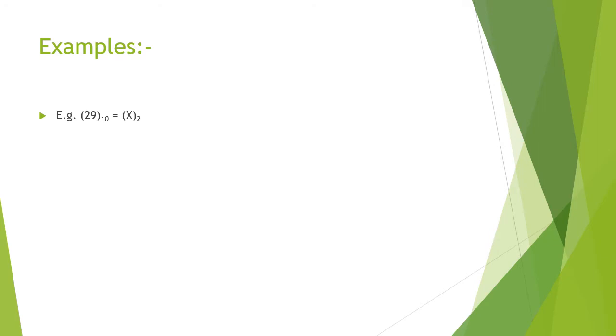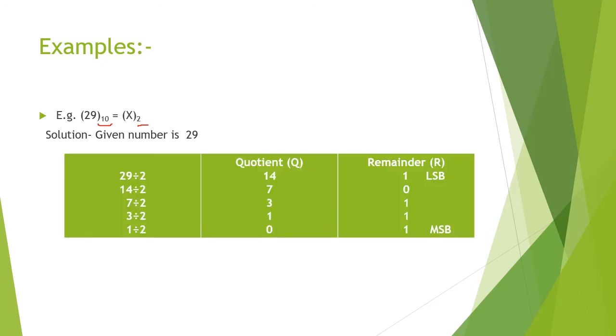Here I have taken the number 29 in decimal, as radix 10. 10 means radix 10. So it is the number which is in the decimal number system, and here a 2 is written. 2 means we have to convert it into a number system whose radix is 2. That means we have to convert this decimal number into its equivalent binary number. So first step, we have to write the given number 29.